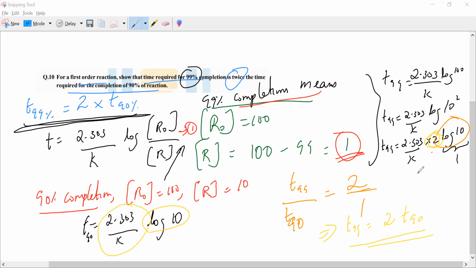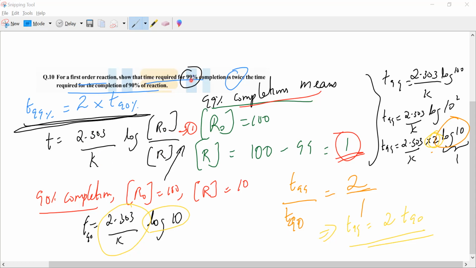Suppose if you have not understood this, once the class is over, I'll help you out with this. But it's a very simple thing. Just wanted to explain you one more time. See, this is what you have to prove basically. T99 is equal to twice of T90. Correct? We know what is the T formula. 2.303 by K log of R0 by R. Yes, this formula we already know.